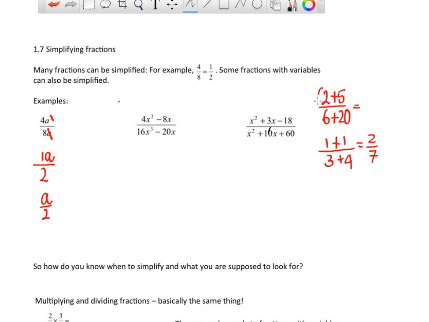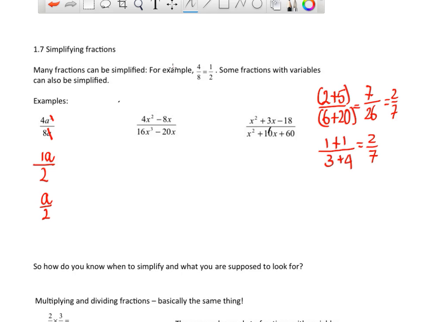And yet, if you do it the right way, you know that 2 plus 5 needs to be added first, and then 6 plus 20 is next, and it's not 2 over 7. Okay, so it doesn't work. So what you have to do is factor both the top and the bottom, and then hopefully there's stuff that's in common.